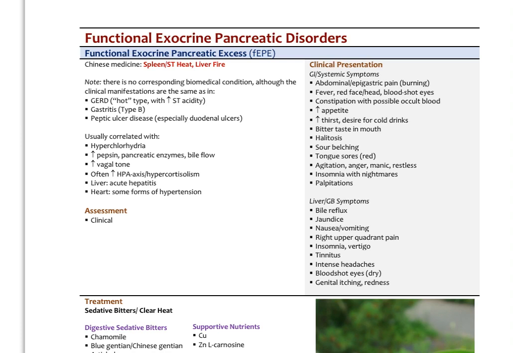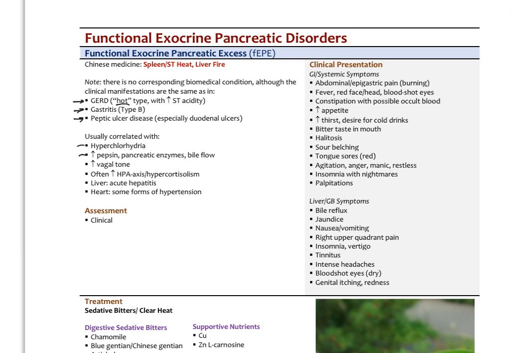There's no corresponding biomedical state per se, but we do see in the hot type of GERD, the type B gastritis, and the duodenal ulcers would all be associated more with vagal overactivation. And that's going to have hyperchlorhydria, increased pepsin, pancreatic enzymes, bile flow. In fact, many people with the sort of hot type GERD actually get bile reflux, not acid reflux. And that's actually thought to be more common than we thought.